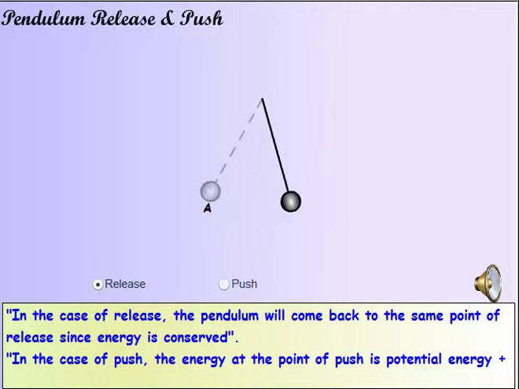When the pendulum is released, it has only potential energy. So, by the law of conservation of energy, it will come back to the same height and point. If it is given a push besides the potential energy, an additional energy is imparted to it. So, it will rise higher in its swing, since the potential energy at the extreme must be the addition of the original potential energy plus the energy due to the push.